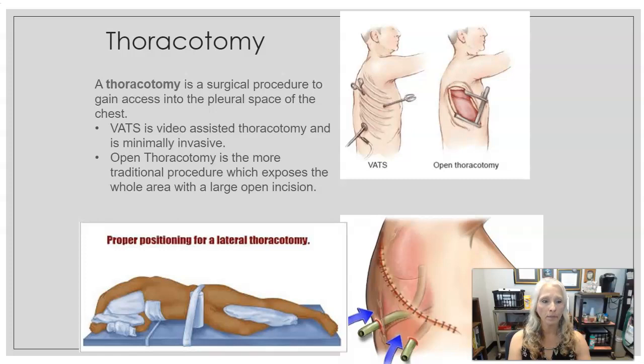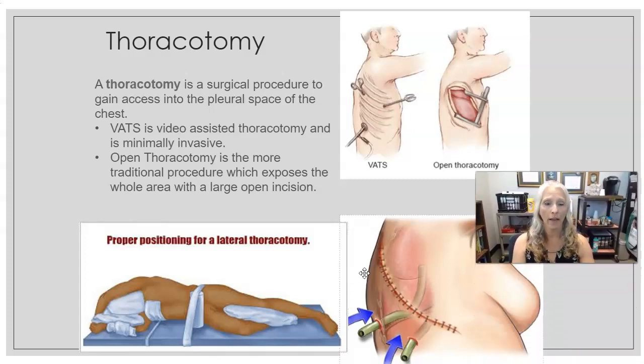Thoracotomy. Many of your patients will have had a thoracotomy. It's a surgical procedure to gain access to the pleural spaces. VATS is video-assisted thoracotomy, so that they don't have to make a huge incision. That's what you see here on the left-hand side of the picture. They use a few little buttonholes, and they're able to go in and access the pleural spaces. An open thoracotomy is the only kind I ever saw when I was in clinical practice. They weren't doing the VATS back then.